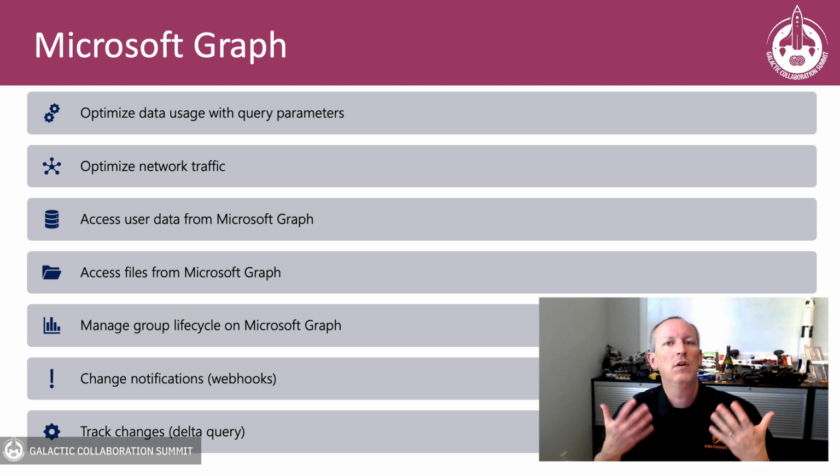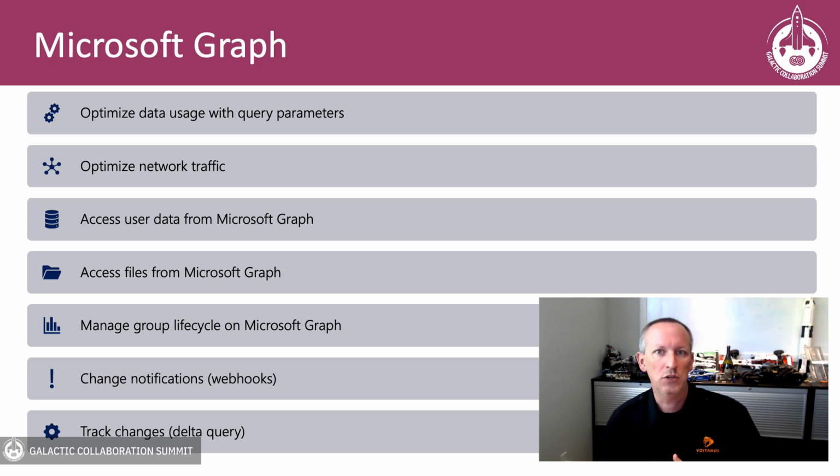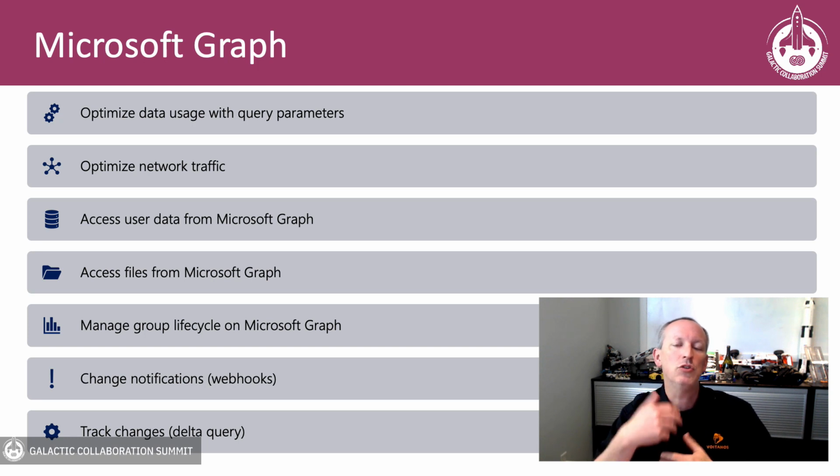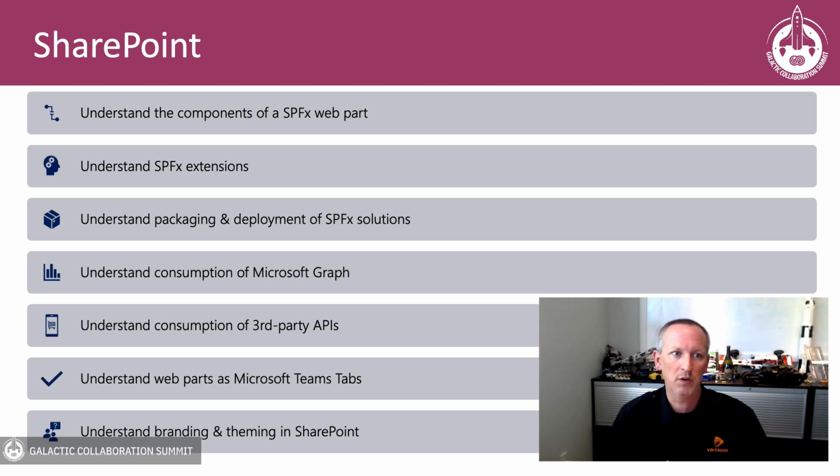How do you create more performant applications? How do you set up webhooks so you can be notified of when things change, so you're not constantly polling Microsoft Graph? How can you track changes that have happened to entities since the last time you made a call to Microsoft Graph? You want to check for all of that stuff. So those are all things that you should pay attention to and you should be familiar with.